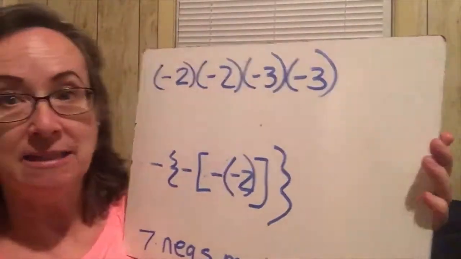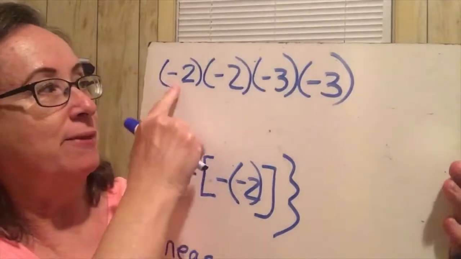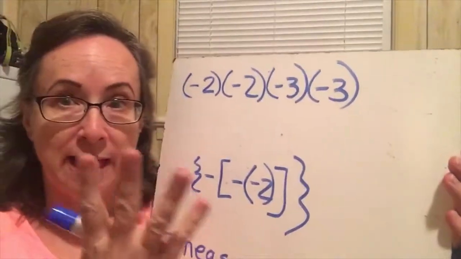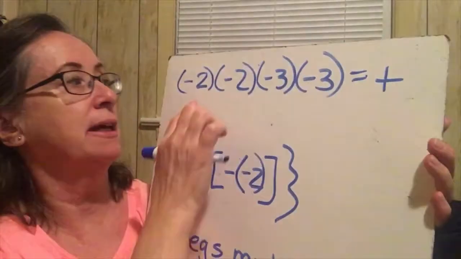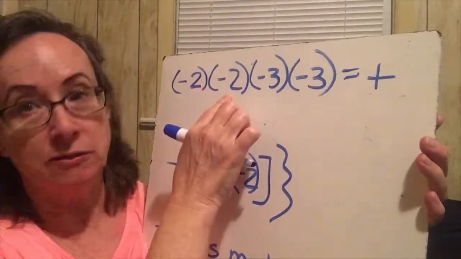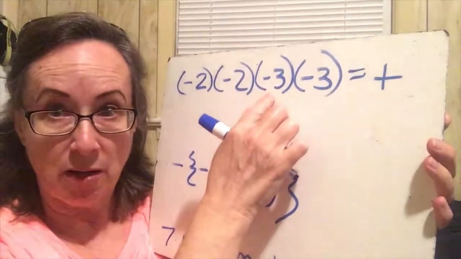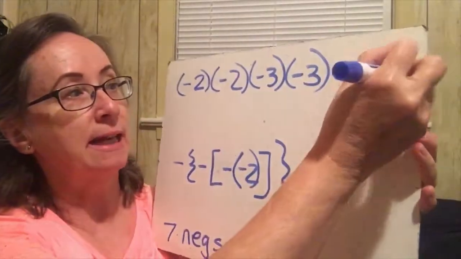Okay, these are the last practices here. So we have a negative, negative, negative, negative. 4 negatives is an even number. So we're going to wind up with a positive result. And that's going to be 2 times 2 is 4. 4 times 3 is 12. 12 times 3 is 36.